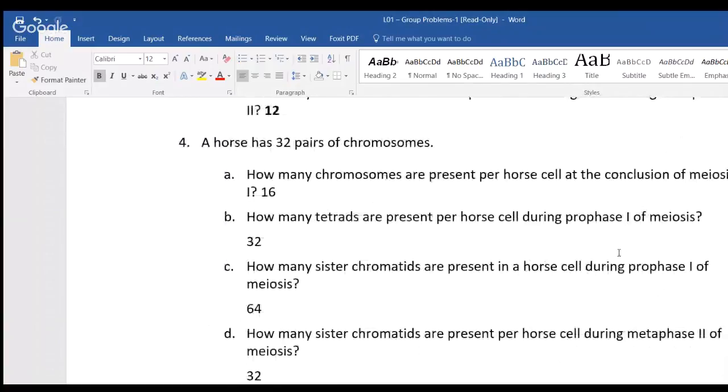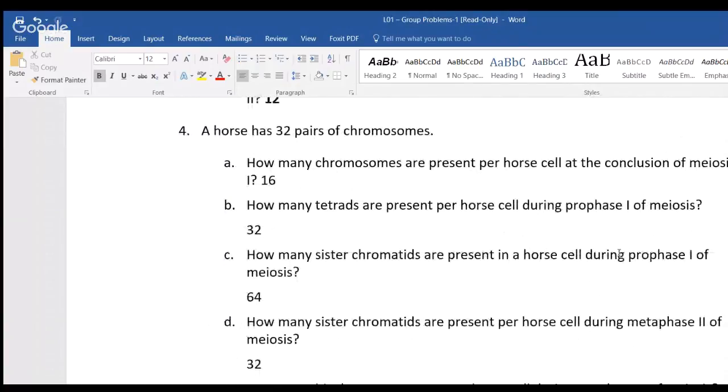Okay, part 4. The horse has 32 pairs of chromosomes. So in part A, we want to know how many chromosomes are present in each cell at the end of meiosis 1. If we think about it, meiosis 1 divides what you have in half. So if you start with 32 pairs of chromosomes, you're going to end up with 16 after meiosis 1.